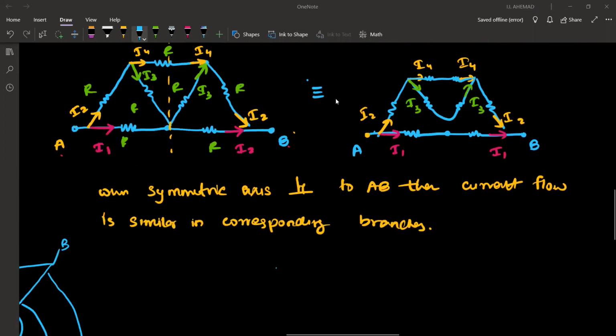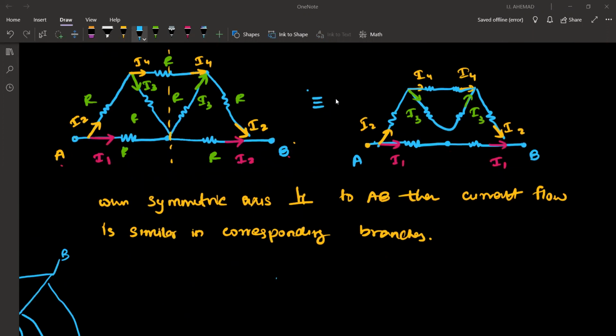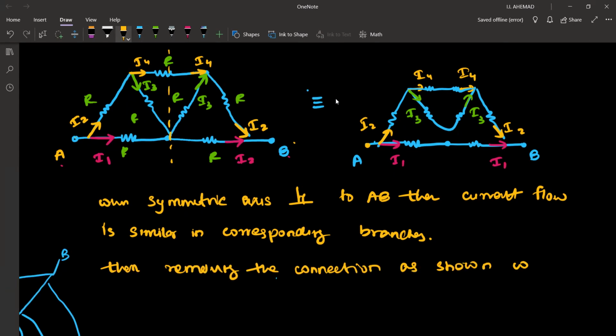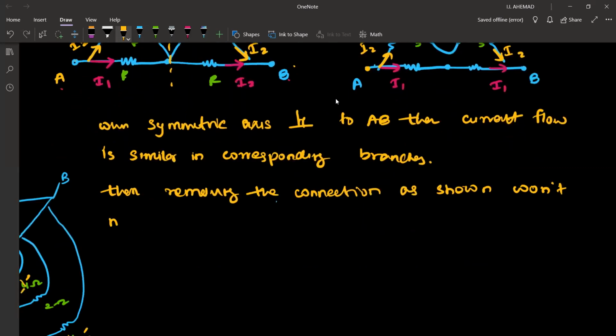So note this down. Current is similar in corresponding branches. Then removing the connection as shown won't make a difference.